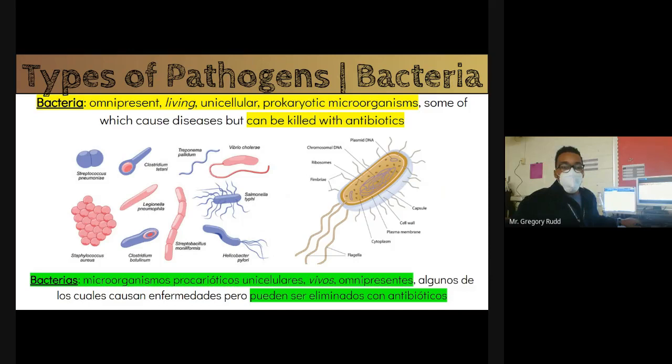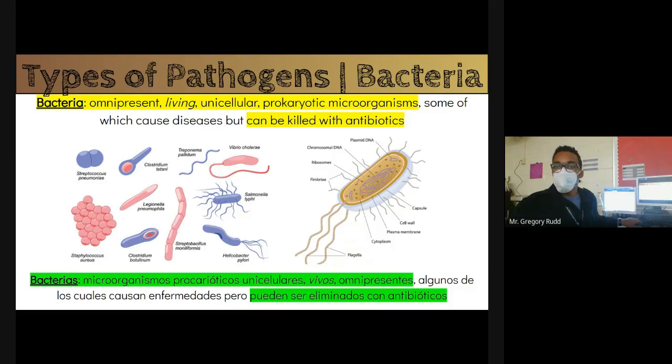Bacteria are omnipresent, living, that's important, that's why I put it in italics, unicellular, prokaryotic microorganisms. That's a lot. What does the word omnipresent mean? Yeah, omnipresent means everywhere. If we were to take cotton swabs around the building and swab every surface, we would find bacteria on every single cotton swab that we used.